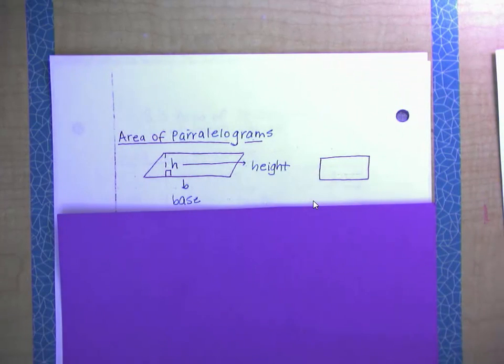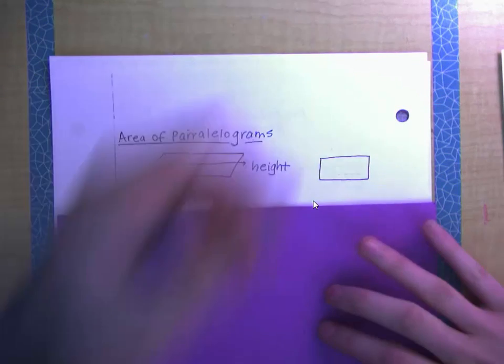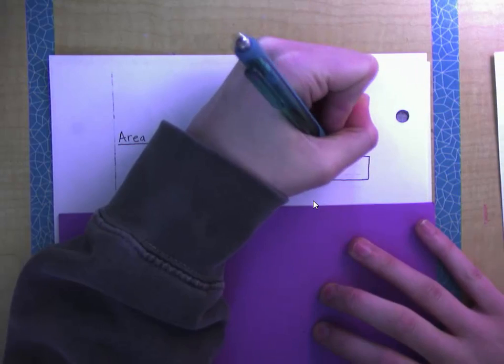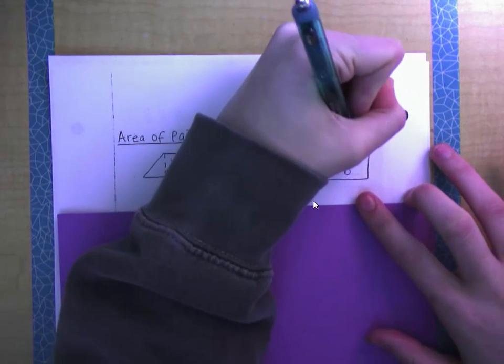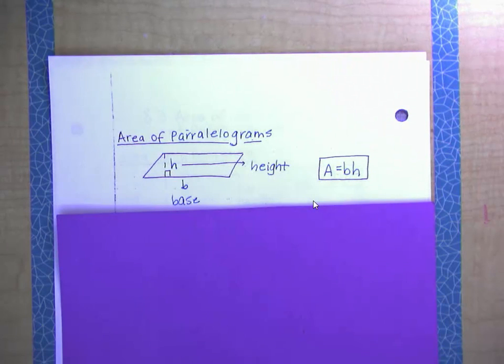Okay, so with finding the area of a parallelogram, our formula, which you can write over in this box, is going to be area is equal to the base times the height. So it's very similar to finding the area of a rectangle, but instead of the length times the width, since it's slanted, we've got to look at the base times the height.